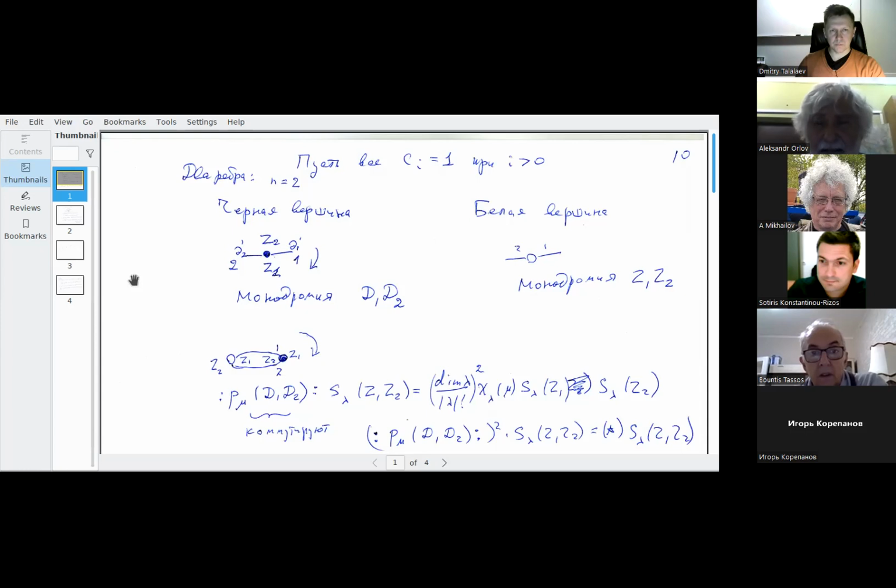And what do we do? We have some bipartite graph with some black and some white vertices, and we assign a monodromy to each white vertex and a monodromy to each black vertex.